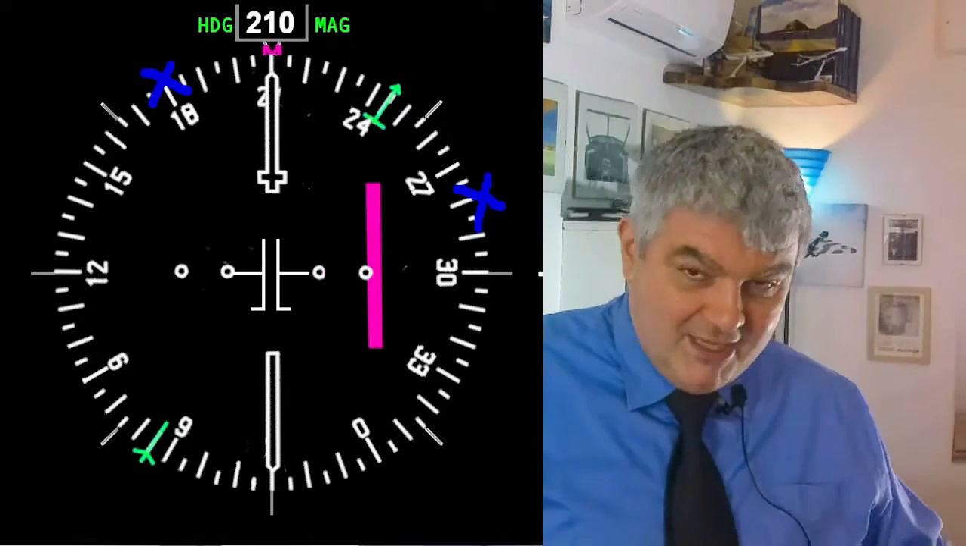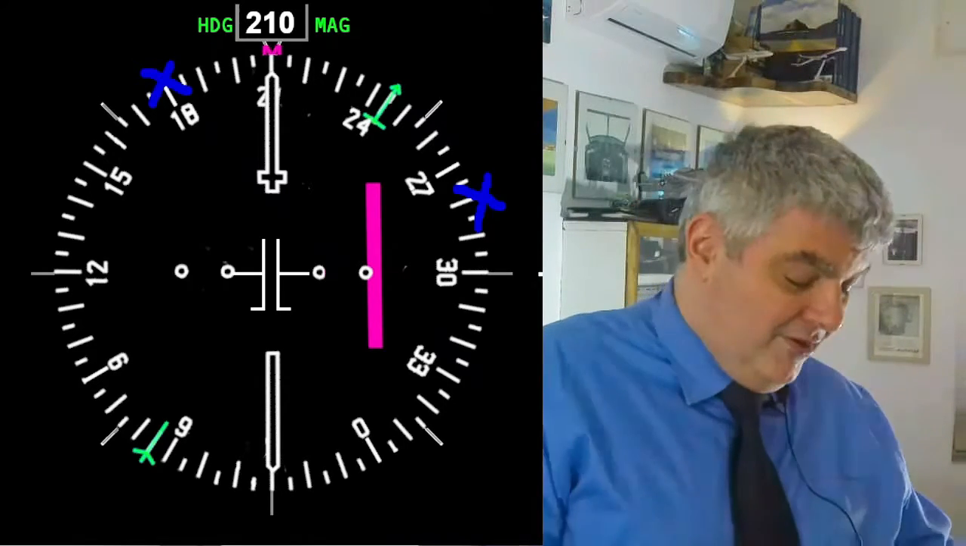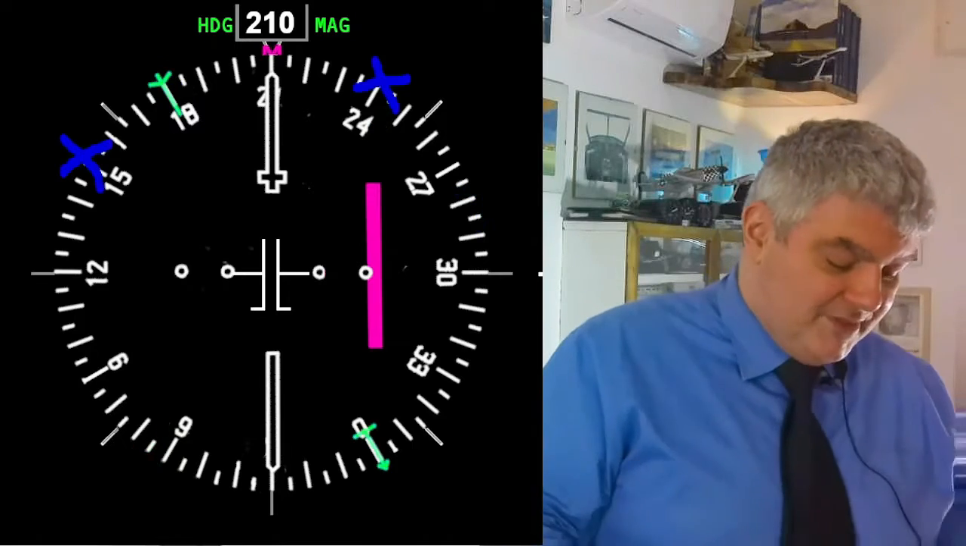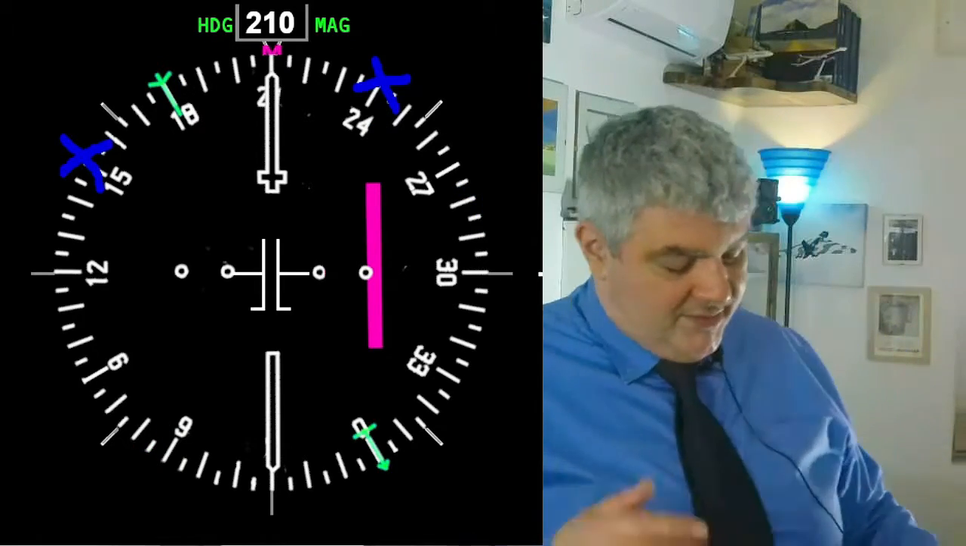Okay, let's make the same example for the interception of a QDR. Okay, so you've been asked to intercept a QDR, and you see the QDR 210.